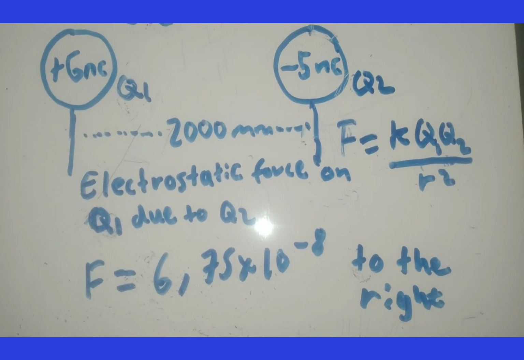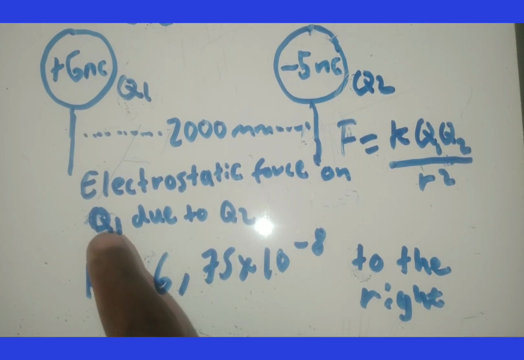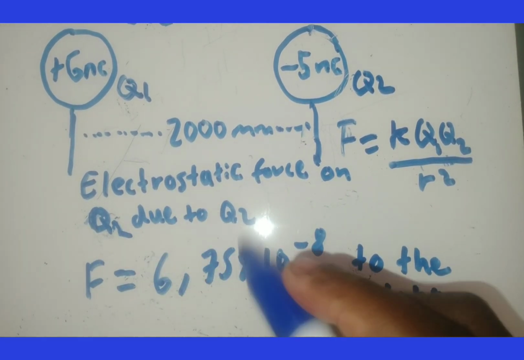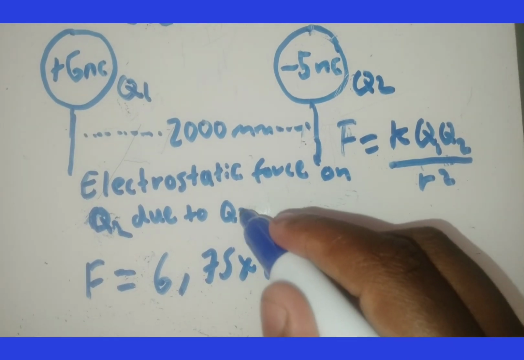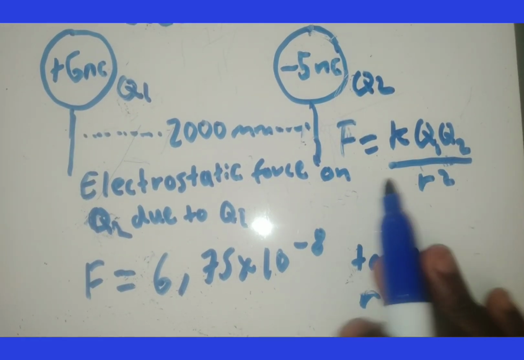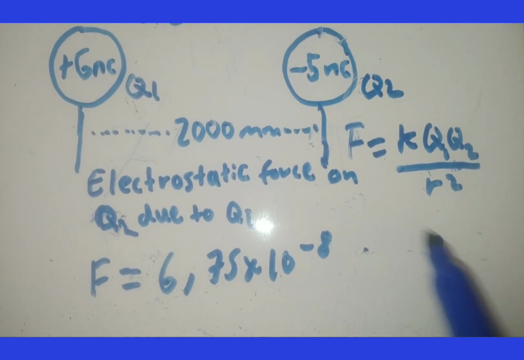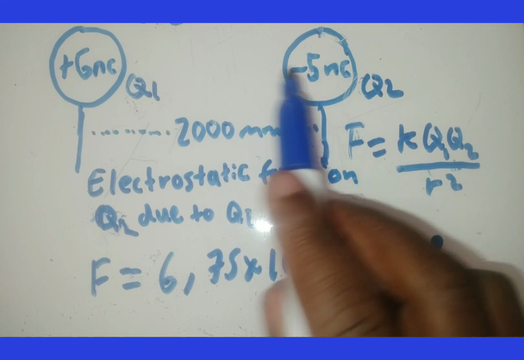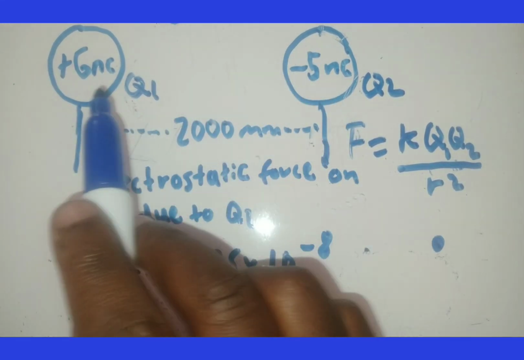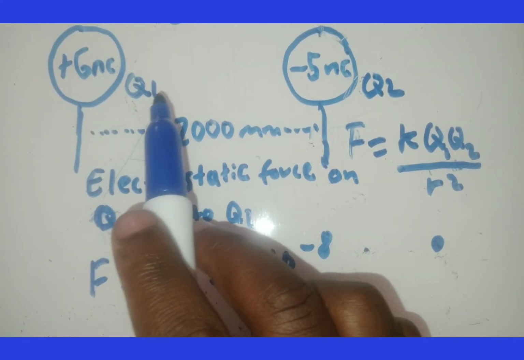What if we're calculating for Q2? If we're calculating the electrostatic force on Q2 due to Q1, meaning what is Q1 doing to Q2? So when we draw the free body diagram of Q2, we will draw a dot. So what is this thing doing to this? This is pulling this towards it, right? So Q1 is pulling Q2 towards it because it's an attractive force.